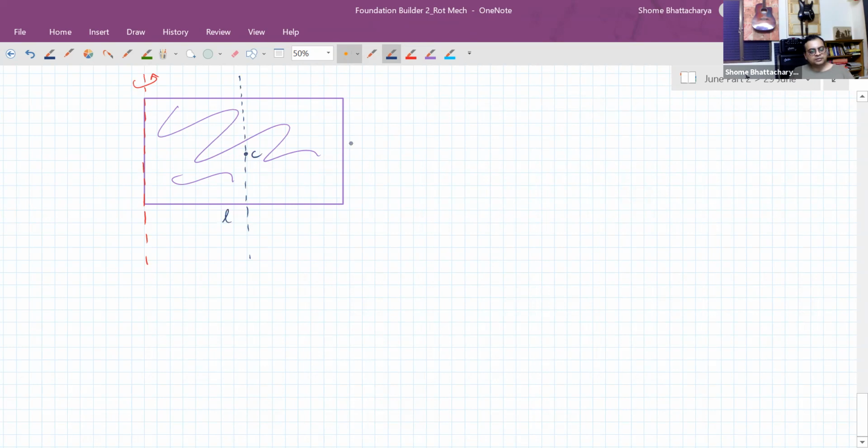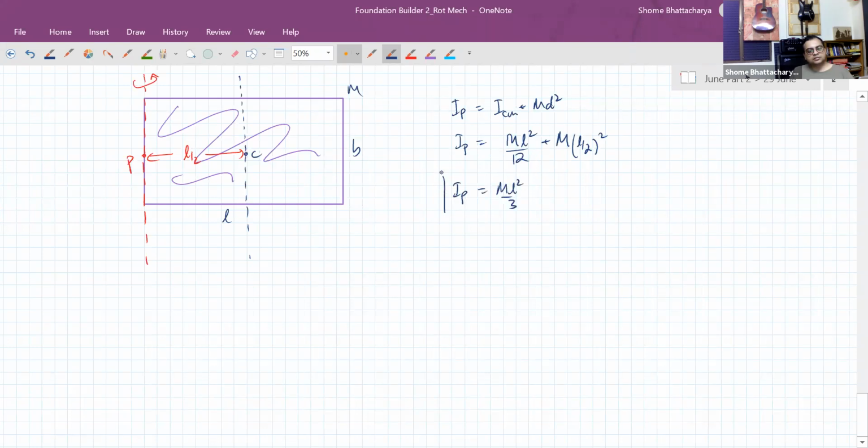And if this is L by B and the mass is M, so here I can see that about this axis to the point P, this perpendicular distance is L by 2. So by using the fact that IP is equal to ICM plus MD square, the moment of inertia about this edge will become the moment of inertia about this axis, which was ML square by 12, just now we had seen this was our IY earlier, plus M into now this D is L by 2 square. You can see moment of inertia about this is ML squared by 3.